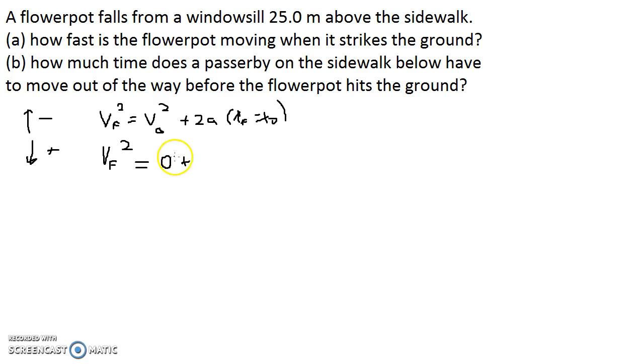Now 2 times the acceleration. Now we got to check our signs, but we do know that the acceleration, if it's down, which it is, it's going to be positive, so we can just do 2 times 9.8 multiplied by the distance between those 2 points, or between the windowsill and the sidewalk, which is 25 meters.